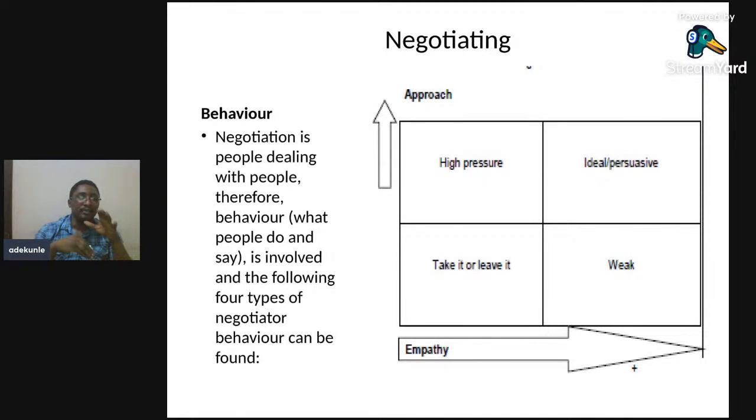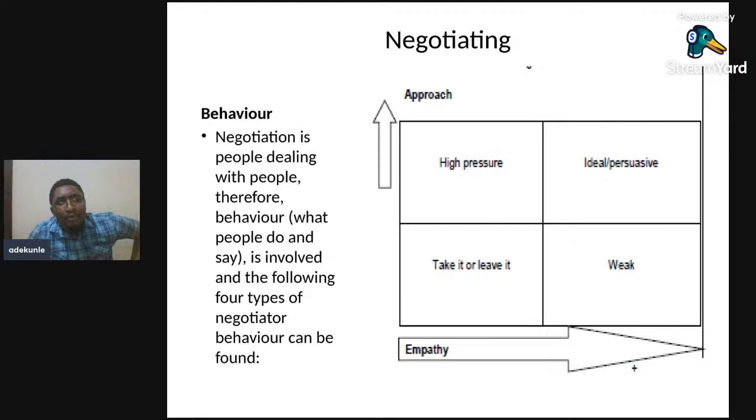Negotiation is people dealing. All right, it's people dealing with people. Therefore, behavior is important. Behavior of what people do and what they say is very important to be noted, and it involves the following types of negotiation based on your approach and empathy. When you are in a meeting and you realize that the behavior, the approach of the negotiator, the supplier, is low, his empathy is low, what you bring on the ground is the fact that it's take it or leave it. All right. Now, when you have a situation where the empathy is high, but the approach is weak.